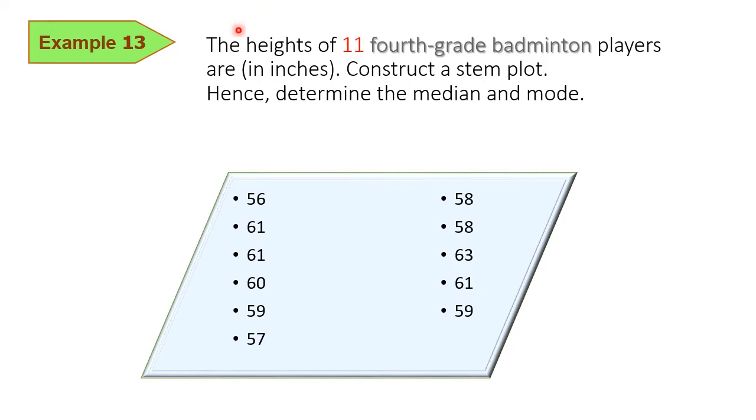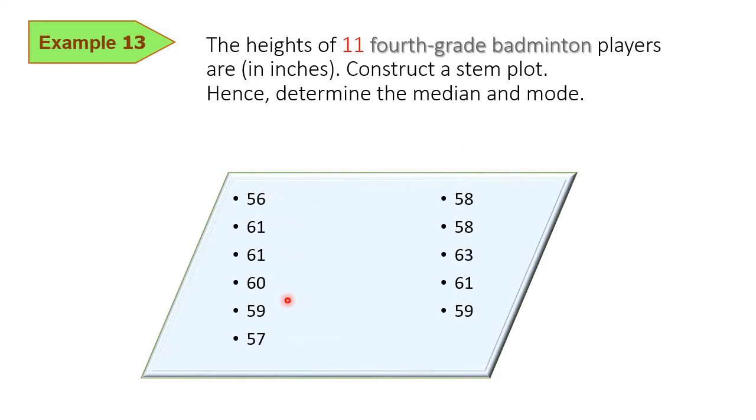Right, so let's see an example of how we do the stem and leaf plot. Here is the situation: the heights of 11 fourth grade badminton players, given here in inches. If you want to change into centimeters, you just need to multiply by 2.54. So remember about that. We just concentrate on the data here. Construct the stem plot. Stem plot is the short form of the stem and leaf plot. Hence after we plot the stem and leaf, then determine the median and mode.